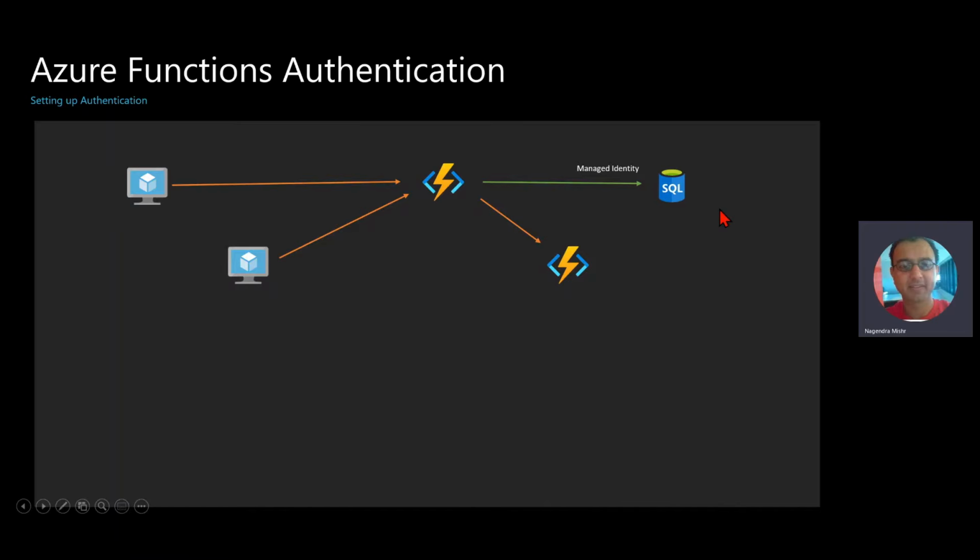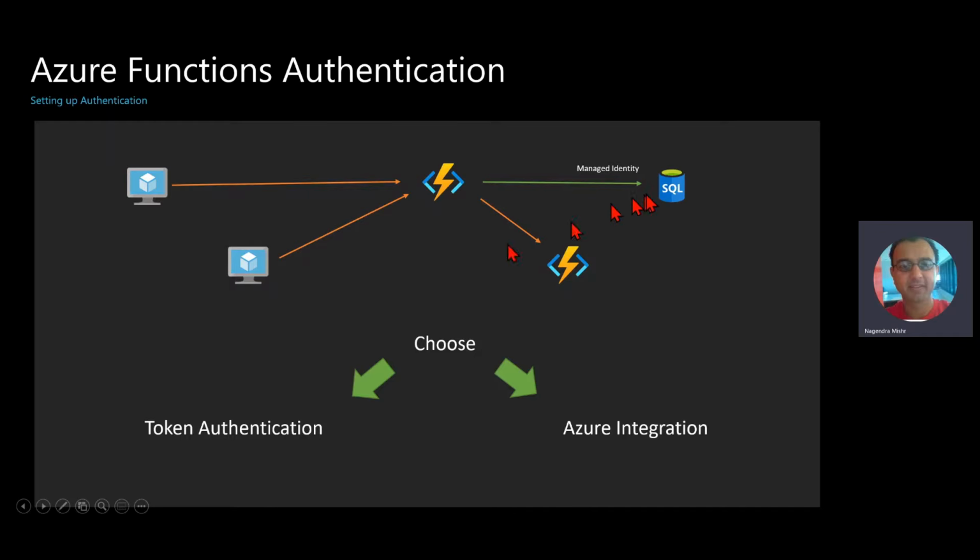Now, these functions can be open or anonymous, or they can be locked down. But basically, the idea is that you wouldn't want to allow just anybody to be able to call your function. You want to have some control. There are basically two ways to do this.